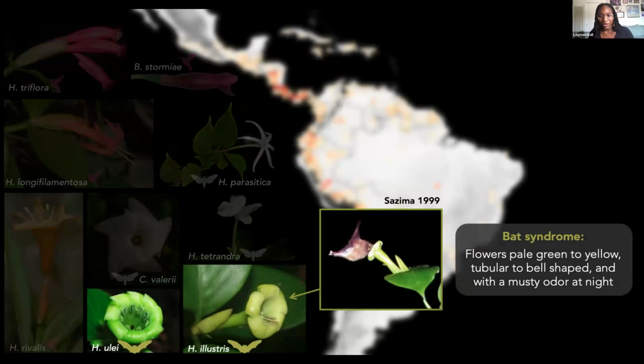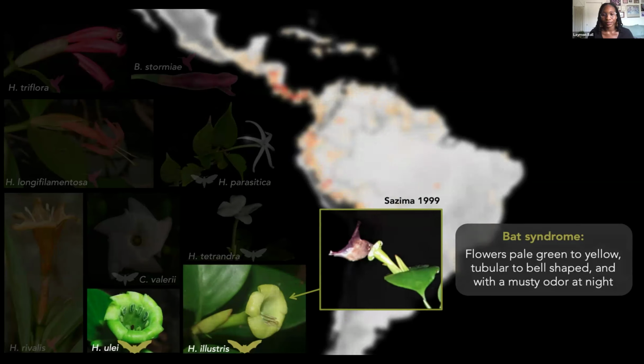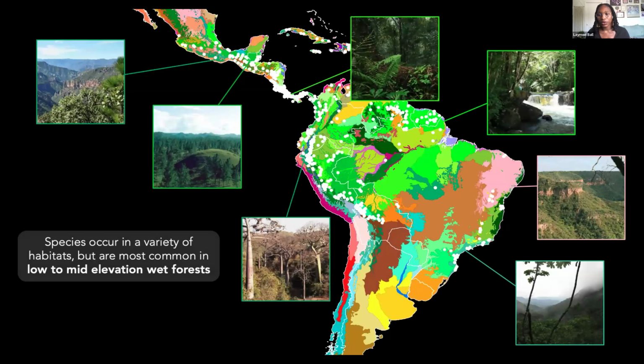And bat pollinated flowers tend to be pale green to yellow, tubular to bell-shaped, and they produce more of a musty odor at night. And so besides their floral diversity, Hyliae also occur in a variety of habitats, but mostly they can be found in more low to mid-elevation wet forests.